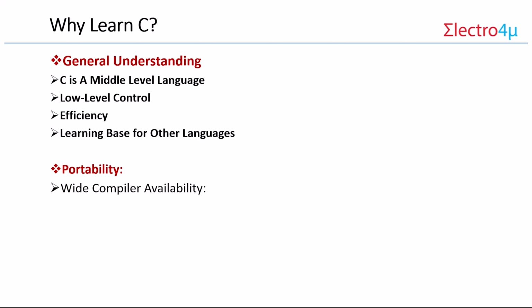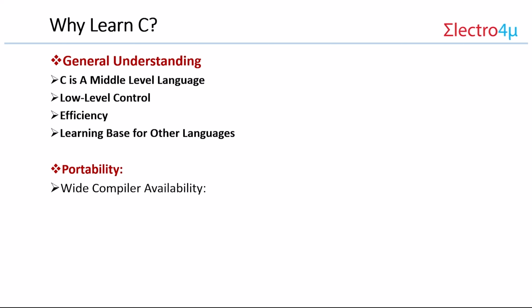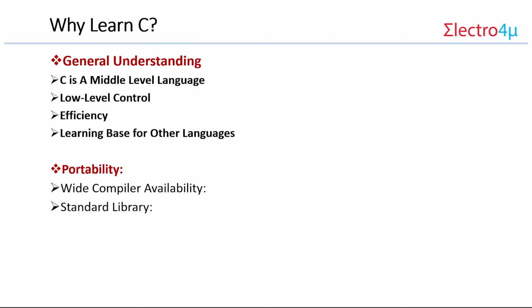Portability. C is a portable programming language, including wide compiler availability. C compilers are available for almost all platforms, making it highly portable. Standard library. The C standard library provides a portable set of functions for common tasks.